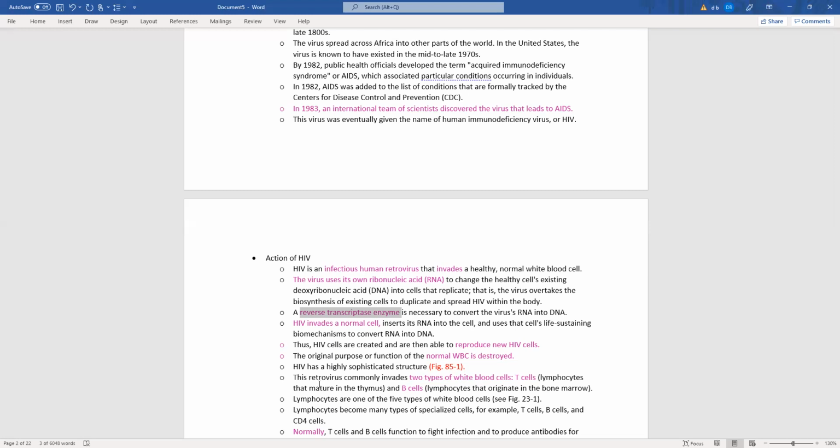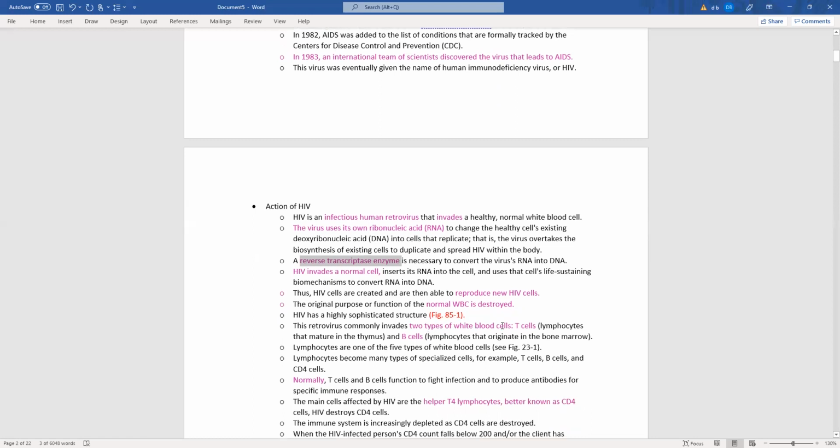Like I said, the retrovirus commonly invades two types of cells. This is important to know: T cells and B cells. Those are lymphocytes, which are white blood cells. The T cells, lymphocytes, mature in the thymus. That's what the T stands for in T cells, the thymus. And then you have the B cells, the lymphocytes, which originate in the bone marrow. So when you see B, those are the bone marrow cells. The lymphocytes are one of the five types of white blood cells. Now you can find that in figure 23 dash.